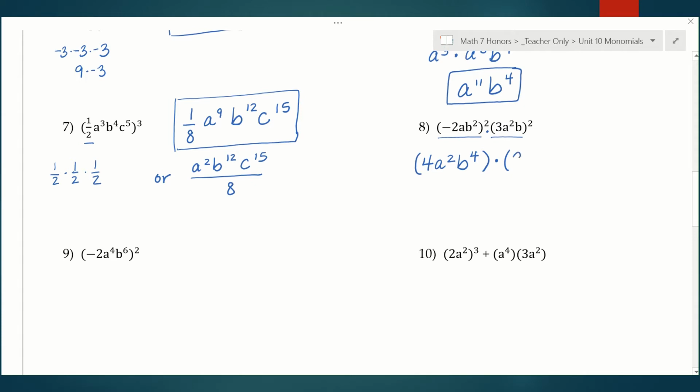So 3 to the second power is 9, a squared squared is a to the fourth, and b to the first squared is b squared. Okay, so now that I've taken care of all of my exponents, I'm going to go ahead and multiply these two monomials together. So remember your rules for multiplying are multiply your coefficients. 4 times 9 is 36, and we add our exponents. So a squared times a to the 4th is a to the 6th, and b to the 4th times b to the 2nd is b to the 6th. So that's our final answer.